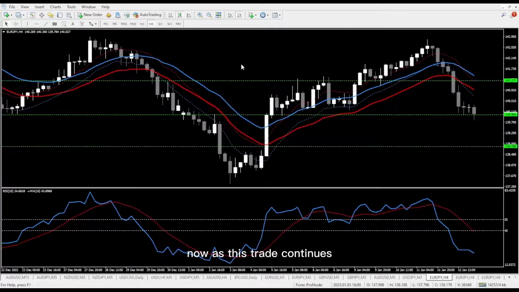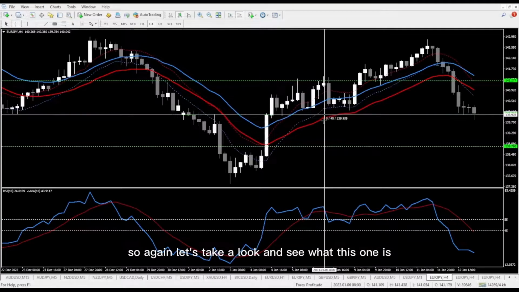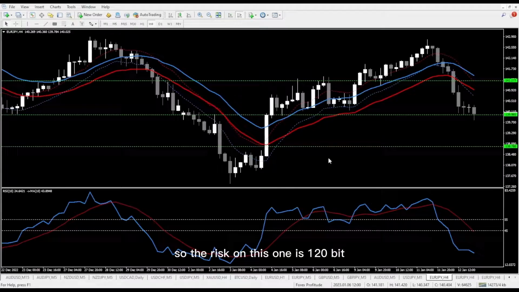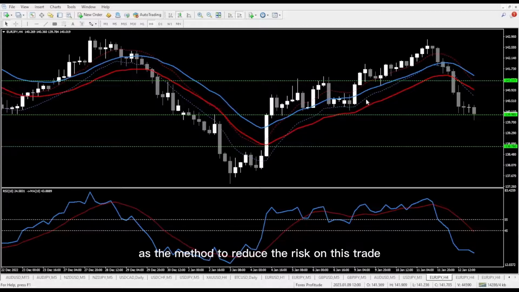Now, as this trade continues, as this trade moves, we're going to want to reduce the risk on this trade. So again, let's take a look and see what this one is. So the risk on this one is 120 pips. So we want to keep that in mind. It's going to come in very handy to see what does happen. Now, I'm going to use this 10 EMA as the method to reduce the risk on this trade. So this next candle opens. I want to see where that 10 EMA is.